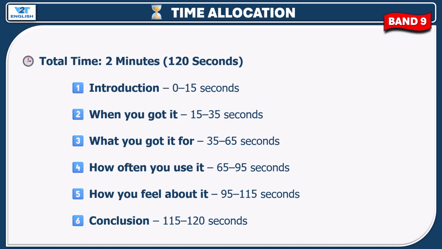Time allocation. Total time, 2 minutes, 120 seconds. 1. Introduction, 0 to 15 seconds. 2. When you got it, 15 to 35 seconds. 3. What you got it for, 35 to 65 seconds. 4. How often you use it, 65 to 95 seconds. 5. How you feel about it, 95 to 115 seconds. 6. Conclusion, 115 to 120 seconds.